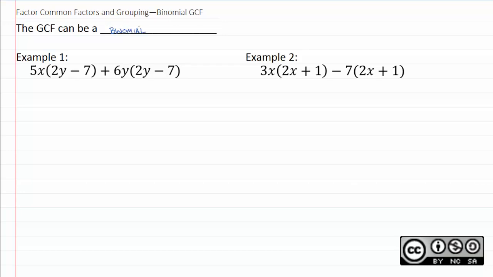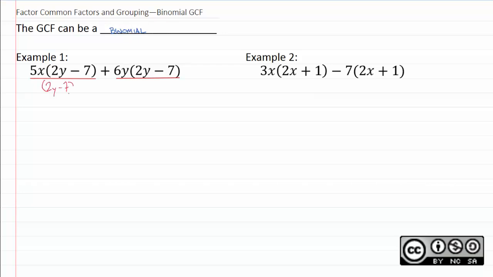As I mentioned earlier, as you build flexibility with this material, you want to get in the habit of thinking of parentheticals as being as maneuverable as variables, because they are. In the case of example 1 here, we see that both of these entire terms are divisible by 2y minus 7. So what we can do is the same thing we did in the previous section, and simply divide each term by 2y minus 7 and leave 2y minus 7 on the outside because we're going to factor it out.